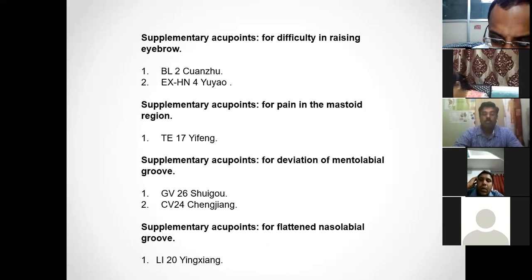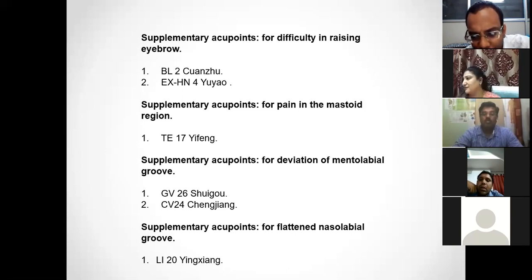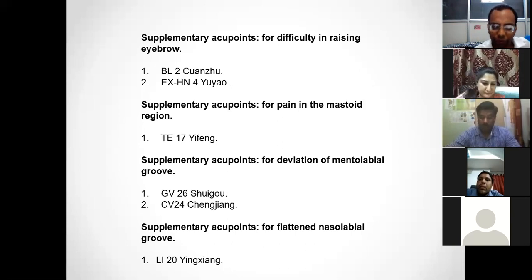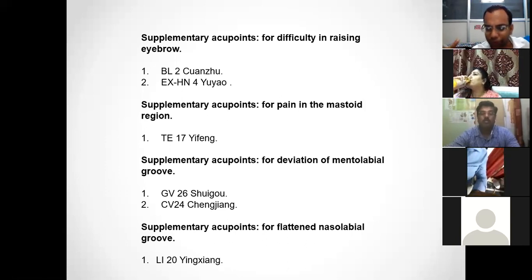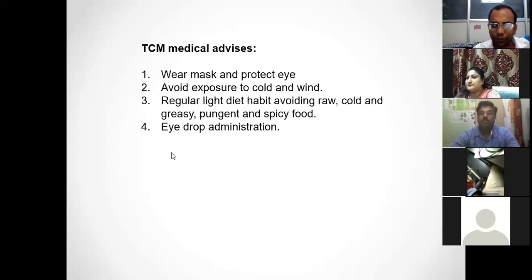Supplementary acupuncture for flattened nasolabial groove. There are different stages of facial palsy you will find in patients. So you have to study pictures on Google, or observe, for deviation of the mentolabial groove, what symptoms you will find. You have to see those symptoms, and as per the face picture you will understand that the patient is suffering from this symptom, and the principal points are the same. You have to use 1 or 2 extra points. By doing this, you are able to recover a facial palsy case shortly.